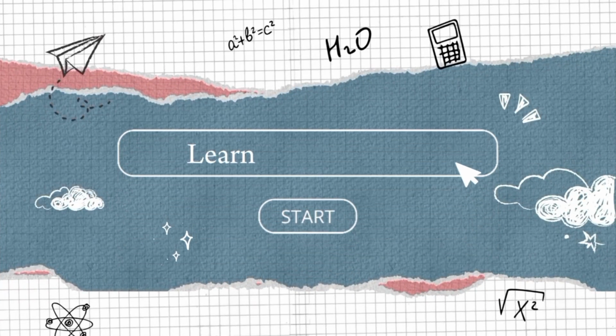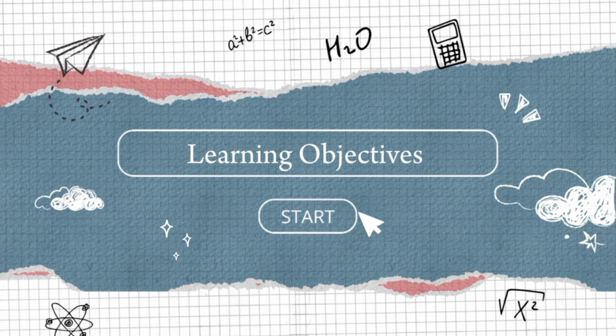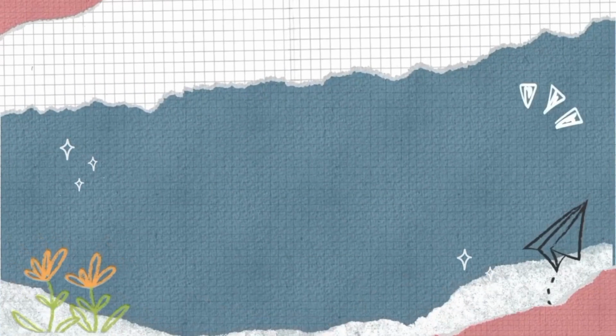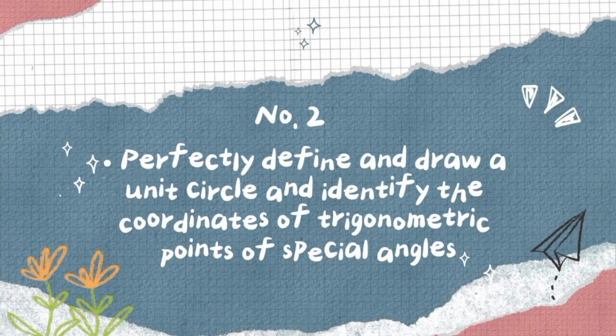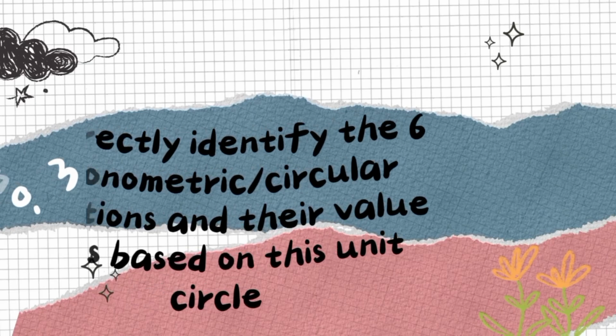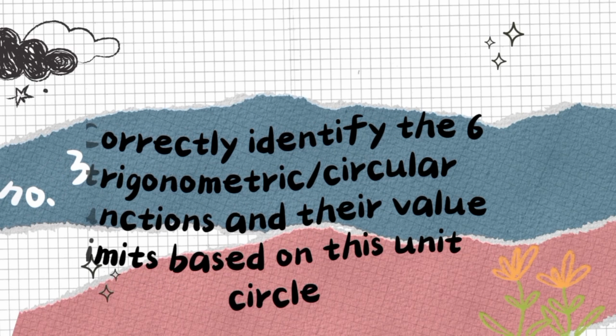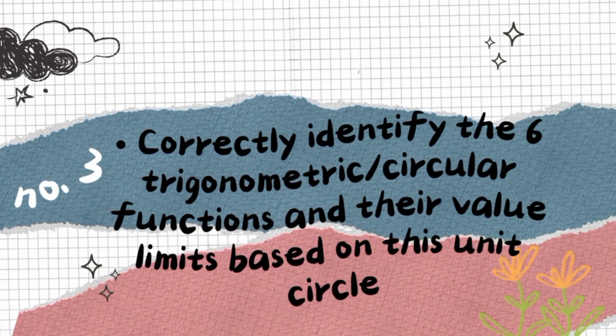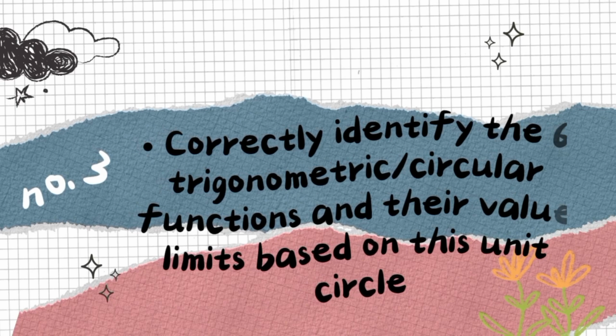So these are our learning objectives. Number 1. Use correct mathematical notation and terminology. Number 2. Perfectly define and draw a unit circle and identify the coordinates of trigonometric points of special angles. Number 3. Correctly identify the 6 trigonometric circular functions and their value limits based on this unit circle.